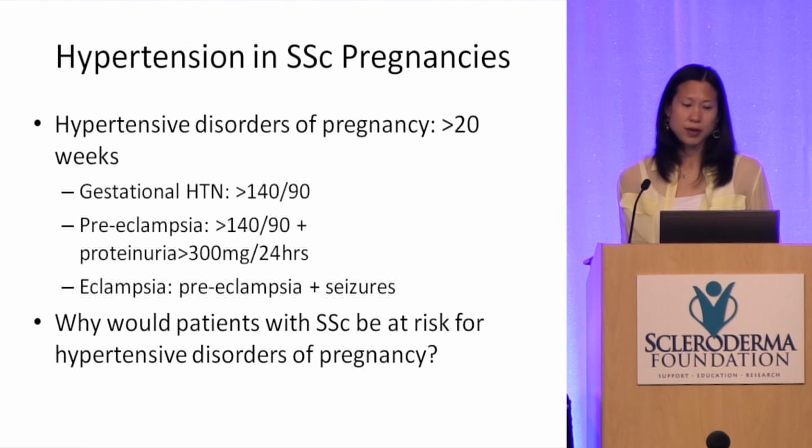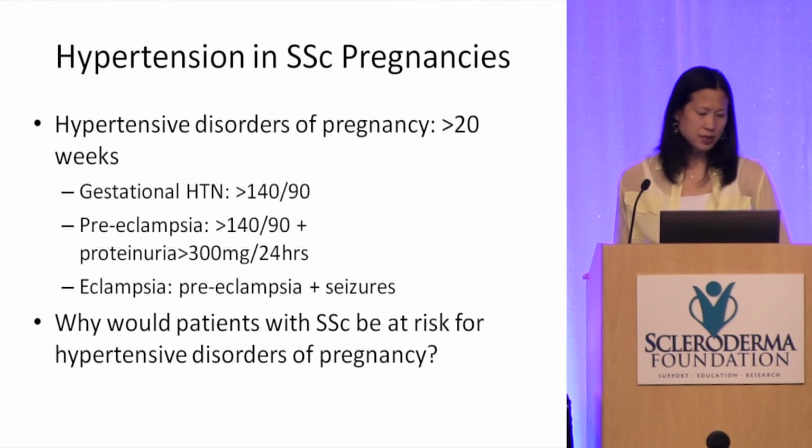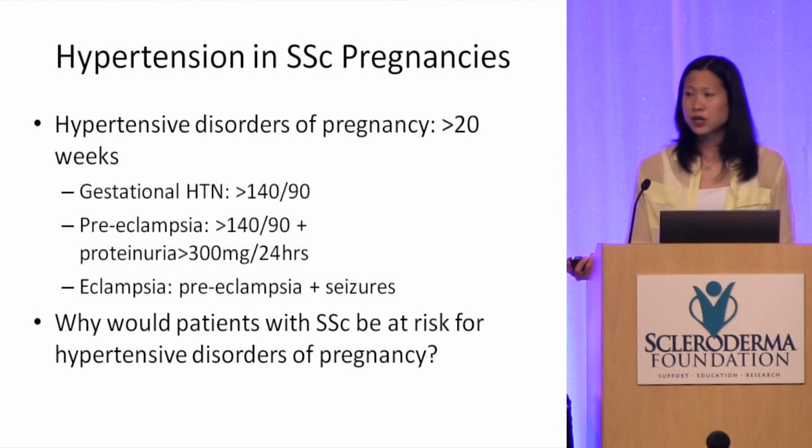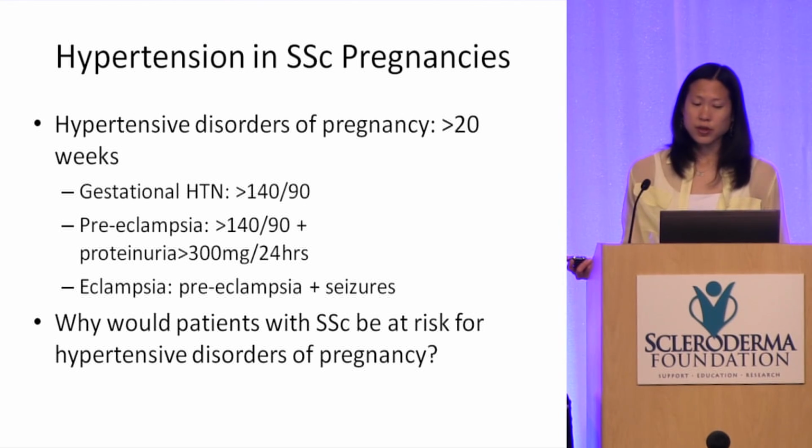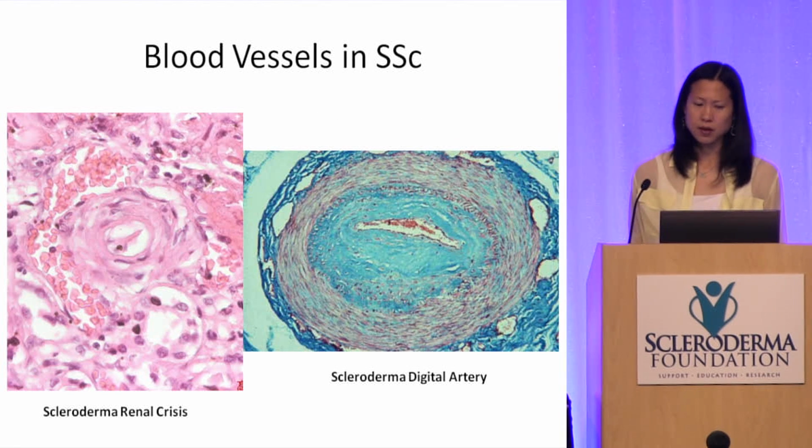Hypertension in scleroderma pregnancy. I already went over the definitions of hypertensive disorders of pregnancy occurring at greater than 20 weeks of gestation. So that you can develop gestational hypertension, preeclampsia with the addition of proteinuria, or eclampsia with the addition of seizures. So why would scleroderma patients be at risk for hypertensive disorders of pregnancy?